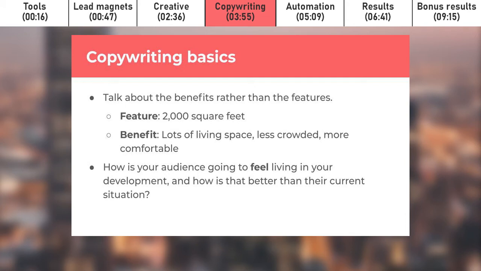So when you're writing your copy, think about it from the perspective of your audience. Again, this is a common theme. What is it that they're getting out of it? What are their benefits? And how can you paint a very clear picture and explain to them why that development is better than the other ones?